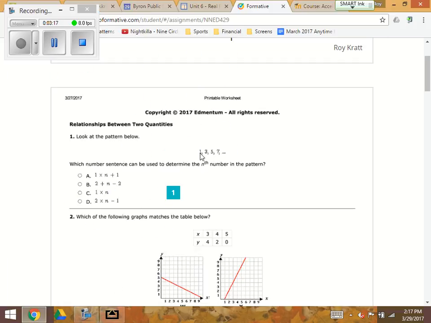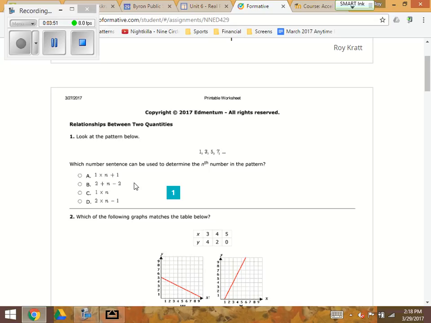Another way you can do this is just simply plug in 1. So 1 times 1 is 1, plus 1 is 2, but the first term is not 2. So obviously that can't work. Here we go, 2 plus 1 is 3, minus 2 is 1. So possibly B could work. Let's plug in 2. Now remember, I'm not plugging in 3, I'm plugging in this invisible number 2 here. 2 plus 2 is 4, minus 2 is 2. So I needed a 3. So that one did not work.